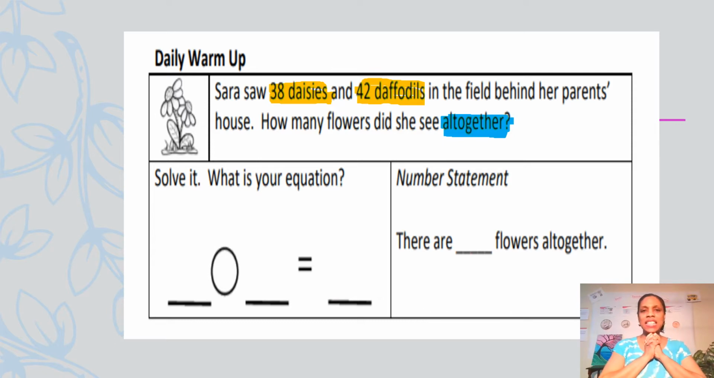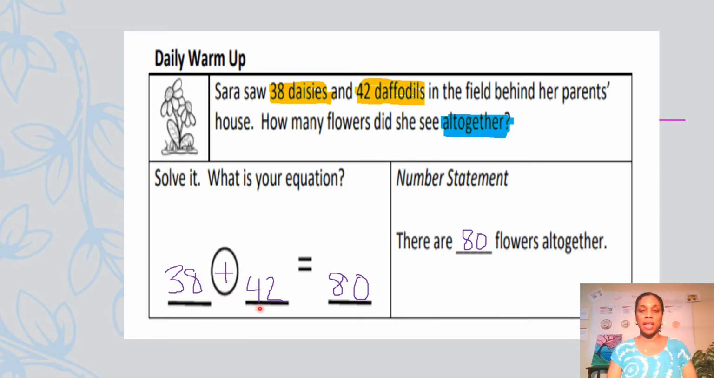All right, let's see if you can figure out this problem. Please press pause and see if you can find the answer. So we have a quantity of 38 plus 42. When we add those numbers together, we get the number 80. There are 80 flowers altogether. If you have that, you are correct.